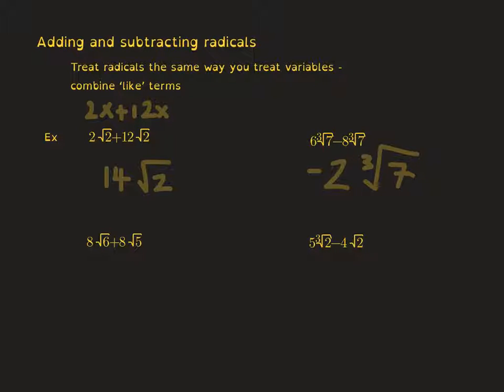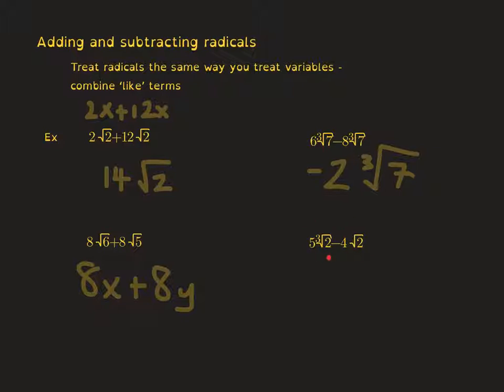Now, two examples here down below are examples where we cannot combine them. And I want to point out why. This first one, we've got 8 root 6 and we've got 8 root 5. That would almost be like saying 8x plus 8y, right? In an algebra sense, those are different radicands, so they may as well be different letters. You cannot add an x and a y. You cannot add a root 6 and a root 5.